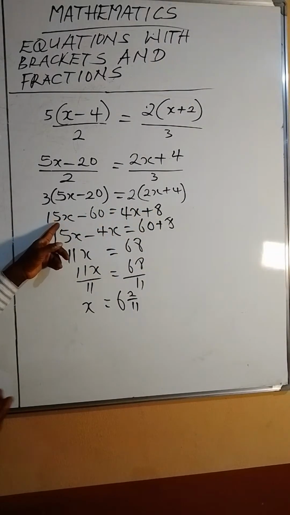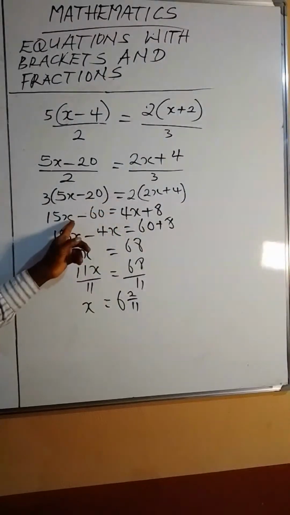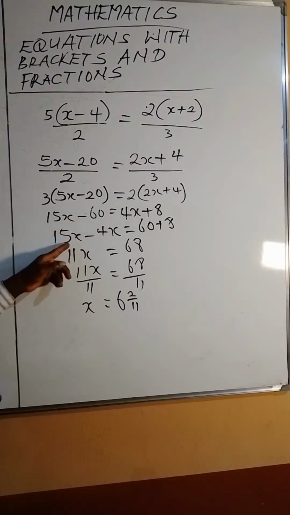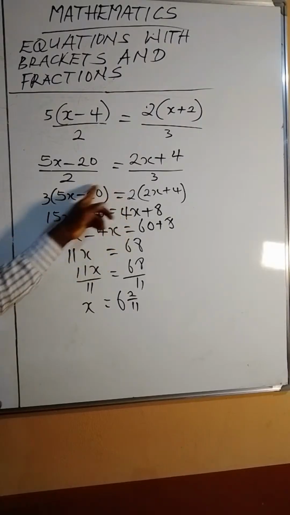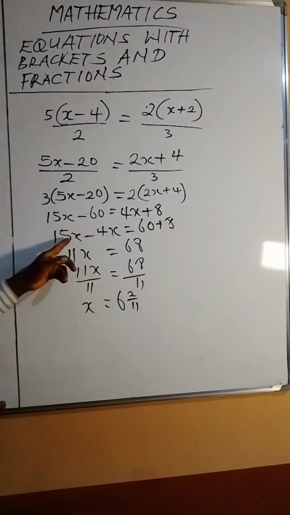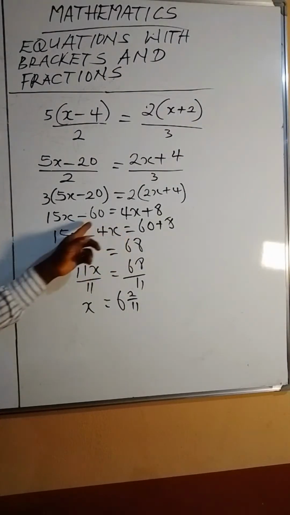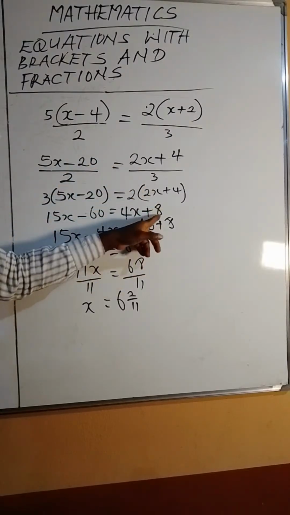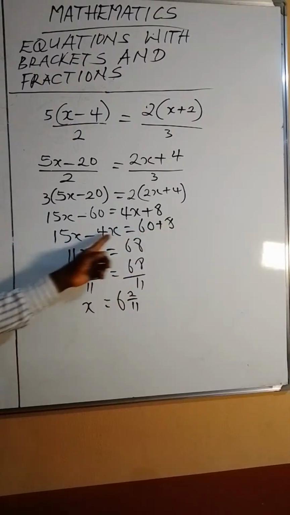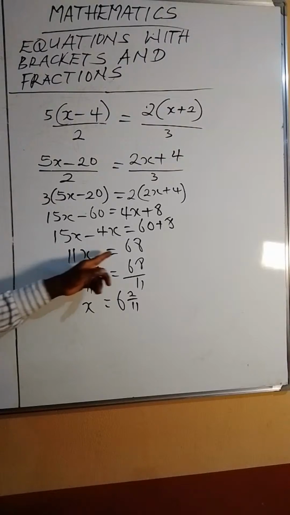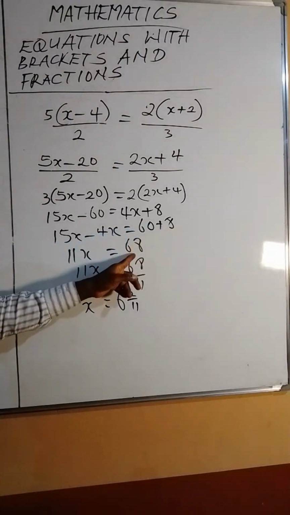So this is 15x. Take the smaller term to go and join the bigger term. So we are going to have 15x. This is 4x. When it is crossing, it changes to what? Minus 4x. So that's why we have 15x minus 4x equals to this minus 60. When it is crossing, it changes to plus 60 added to 8 here. Then here, 15x minus 4x is equal to 11x, equal to 60 plus 8 is 68.